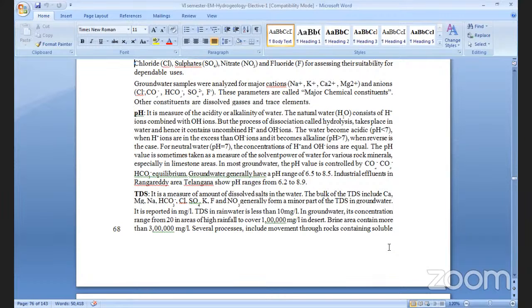So RO plants must ensure it is maintained below 500 milligrams per liter. And sometimes it should be up to 250 milligrams per liter also. That is a normal and general requirement. If it is that, it's very fine. The water is very good.